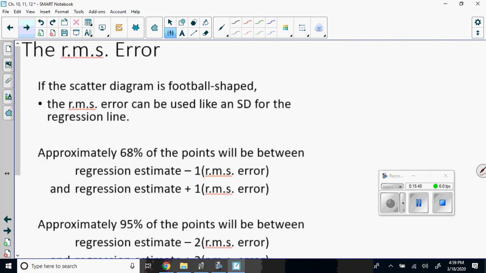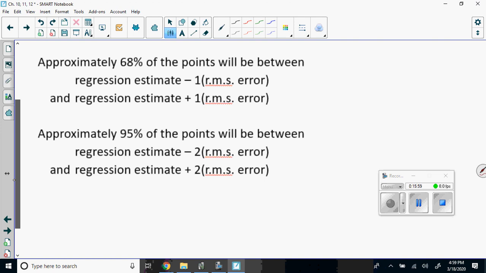If the scatter diagram is football shaped, the RMS error can be used like the standard deviation, but as we talked about, RMS error is for a regression line, so it's dealing with two variables, both an x and a y, or the explanatory and the predicted, versus a standard deviation just deals with one variable. So the same thing we have for the empirical rule applies for RMS error, just like it applies for standard deviation.